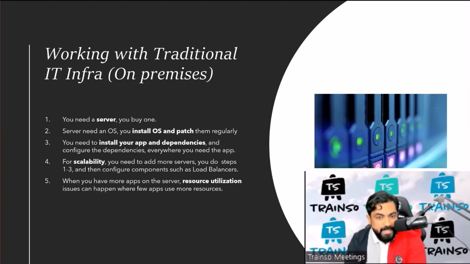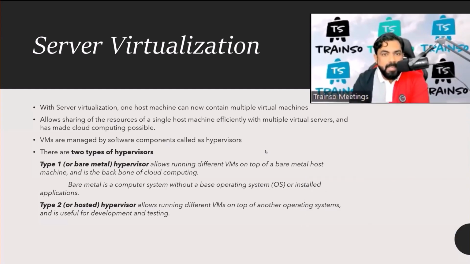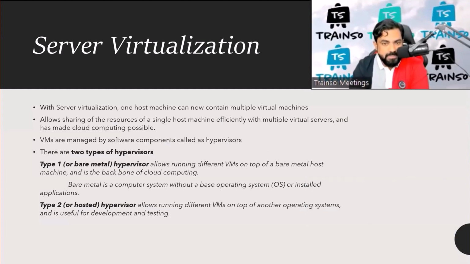You have various levels of abstraction that we have learned in Cloud Computing 101. Infrastructure as a service is the first level of abstraction. You don't need to worry about buying a server or anything physical. You will be getting a virtual machine, and you'll have to manage that virtual machine. Patching the operating system and all those things you still have to do, but you don't have to worry about hardware. Virtual machines came as part of a technology called server virtualization.